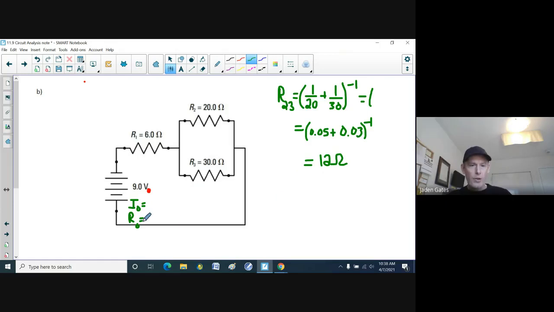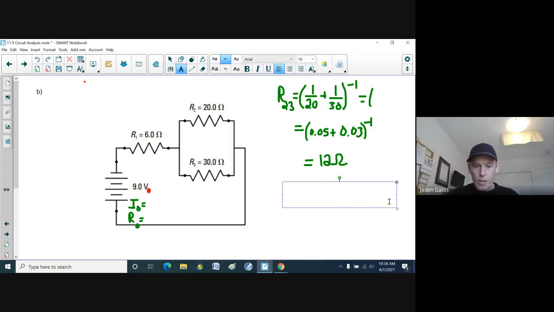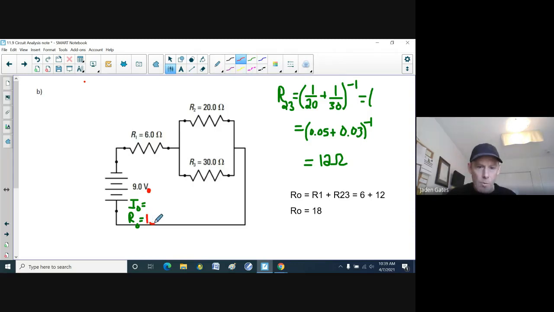There we go. All right, so now I can figure out RO, or R naught, because they're all in series, I'm just going to add R1 and R23. I'm going to take my 6 ohms and add my 12 ohms, which of course then means that my R naught, the resistance within the whole entire circuit, is 18. All right, so I put that down here. So I've got my 18 ohms.